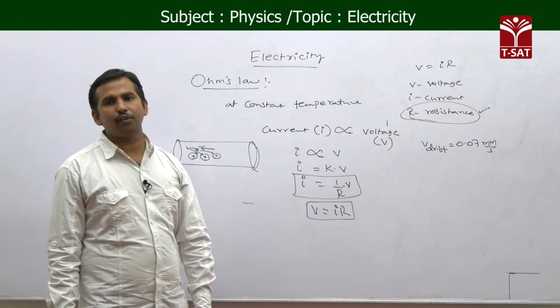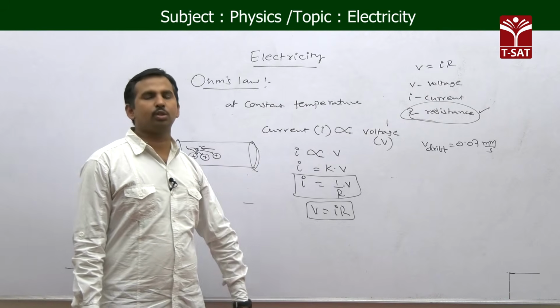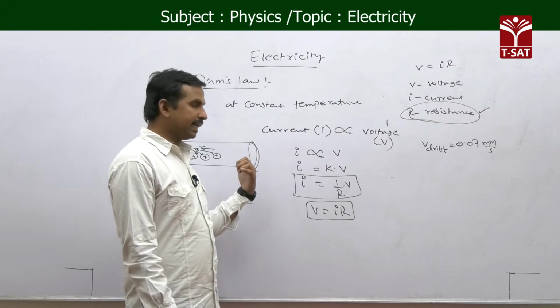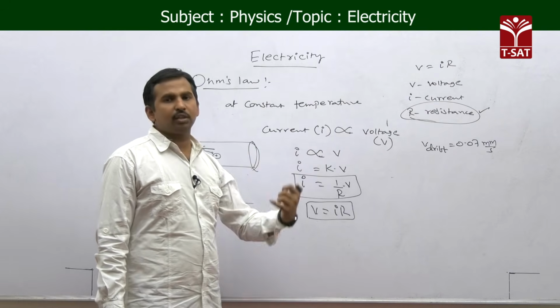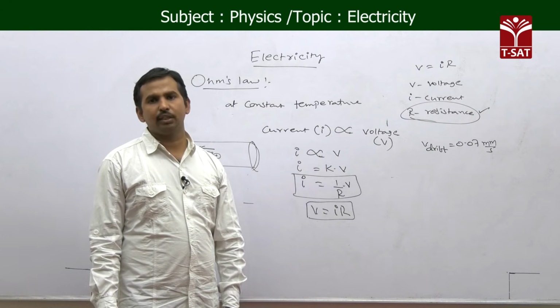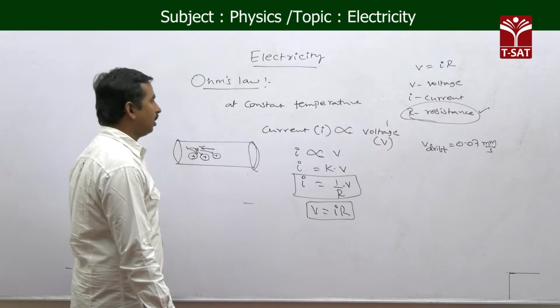That resistance offered is due to the lattice structure, due to the positive charges present inside the conductor. This you call resistance. Okay. Now, this resistance depends on some physical quantities. Those factors which affect this resistance, now we will see.